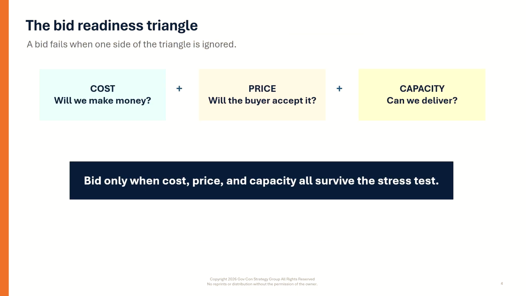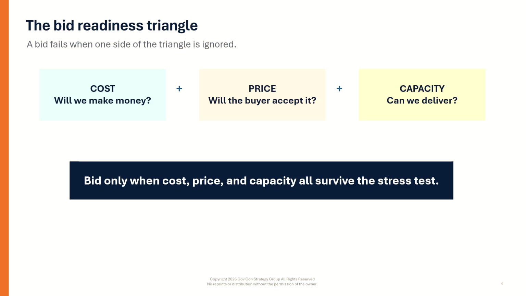The bid readiness triangle has three sides: cost, price, and capacity. Cost answers the question, will we make money? This means you understand the true cost of doing the work, not just the obvious expenses. Price answers the question, will the buyer accept it? Your price has to make sense in the market, or you need a strong reason why the buyer should pay more. Capacity answers the question, can we deliver? You need to know whether your business can perform the work without overloading your people, systems, equipment, cash flow, or current customer commitments.